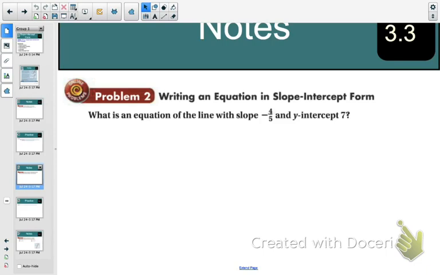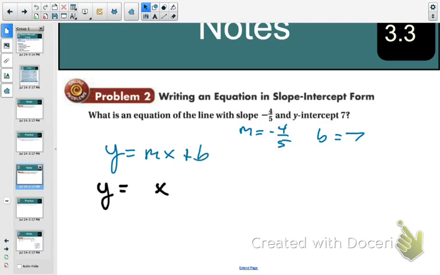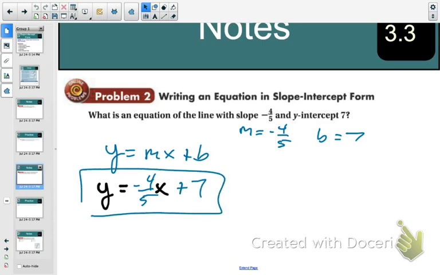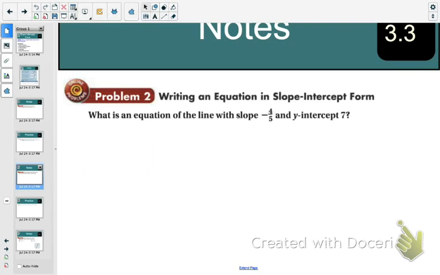All right. Next, we're going to write the equation, so doing it backwards, writing the equation given the slope and the y-intercept. So if you remember, slope is going to be m. So our m is negative 4/5. Y-intercept is b, so that's 7. So I just plug it into my equation, y equals mx plus b. Remember, y and x stay the same. So we just plug in m, which is negative 4/5, and b, which is 7. And that would be your equation. So this guy goes over here, and he goes there.